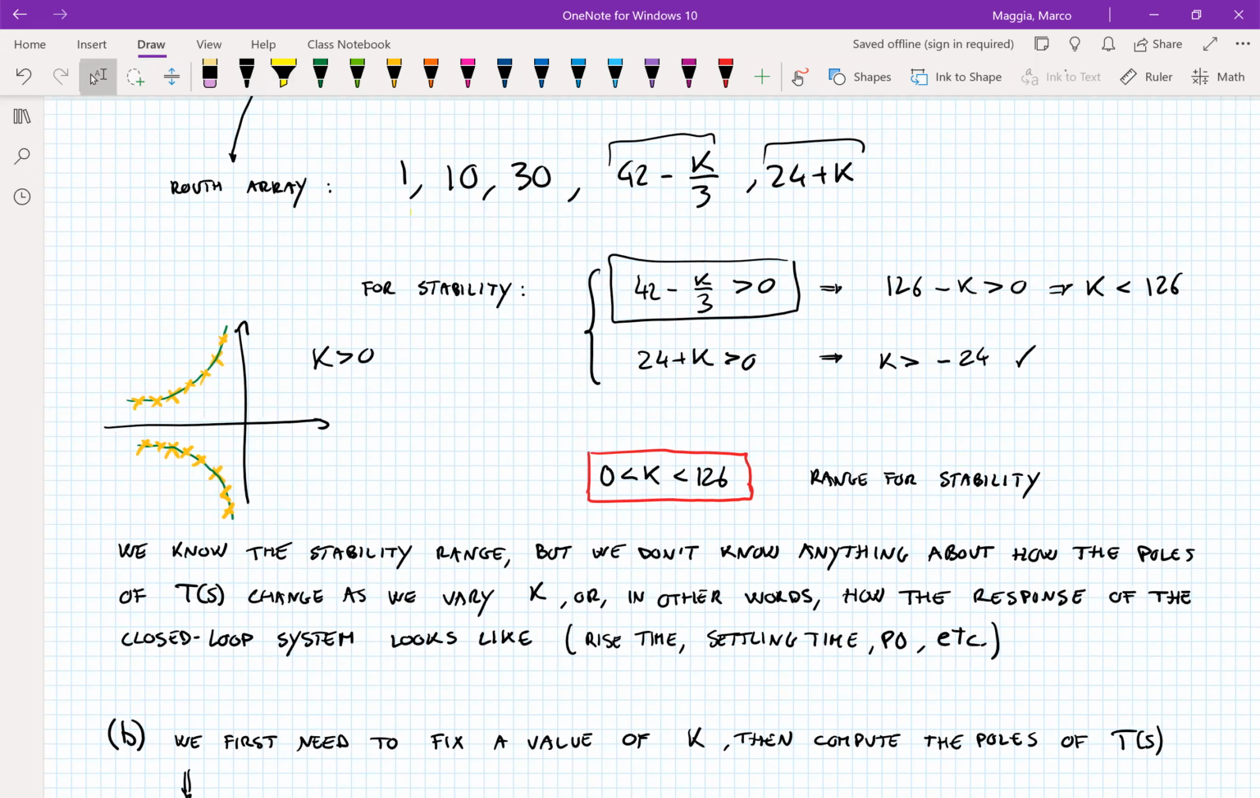All we know now is that if k is greater than 126, the system will become unstable. So intuitively, for k equals 126, you're going to have poles on the imaginary axis. You have the transition between a stable system and an unstable system. And at that transition, the system is marginally stable. But we're going to see the root locus next time.